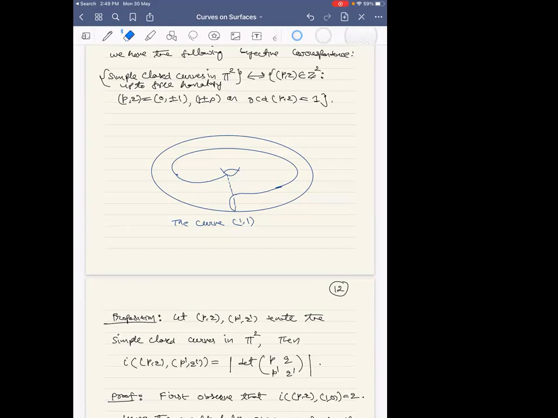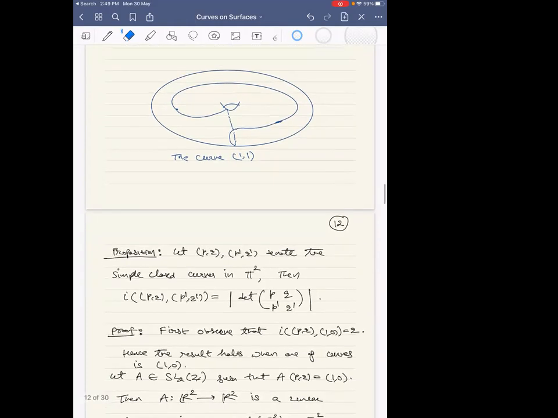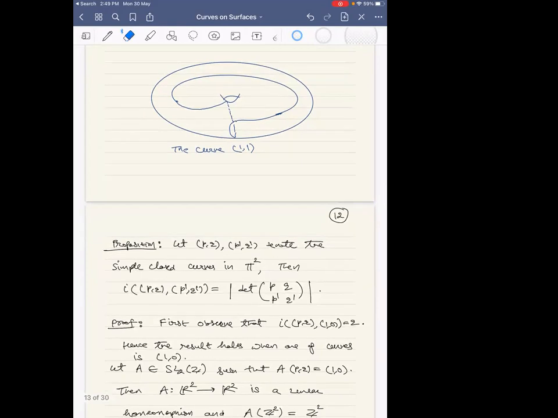So okay, this is a result. This proposition is again from this textbook, A Primer on Mapping Class Groups. So if you look at two simple closed curves, and let's denote them by pairs (p, q) and (p prime, q prime), then if you want to compute the geometric intersection number, it is given by the modulus of the determinant of the 2 by 2 matrix with rows (p, q) and (p prime, q prime). Okay. So again, when I say curves, actually I am treating them up to free homotopy.